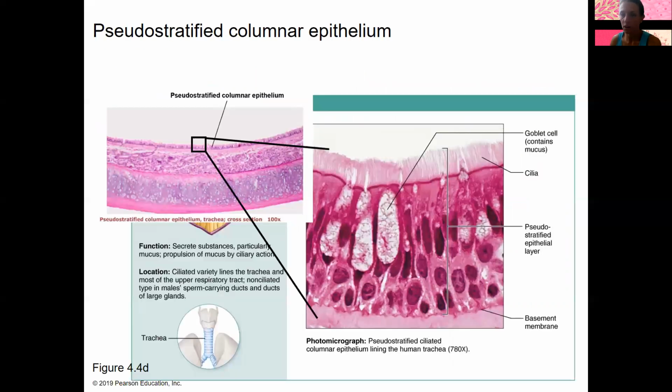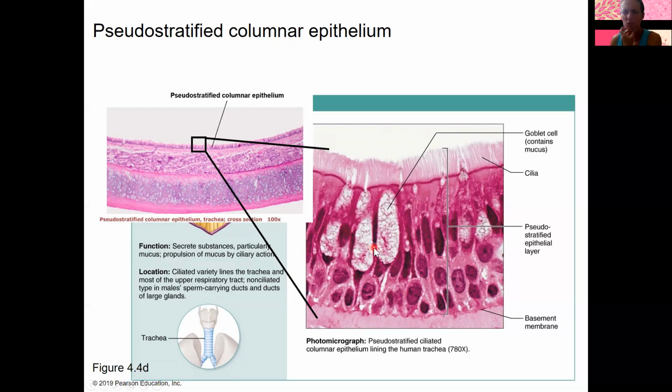Okay, second part of this is the pseudostratified columnar epithelium that I want you to know. This is located in the respiratory passageways, the trachea, as well as some other ones. This pseudostratified is unique to the respiratory passageways. It's pseudostratified, which means it looks like it's stratified, but it's actually a single layer. And pseudostratified columnar is always ciliated, and it always has these goblet cells. This relates to its function.